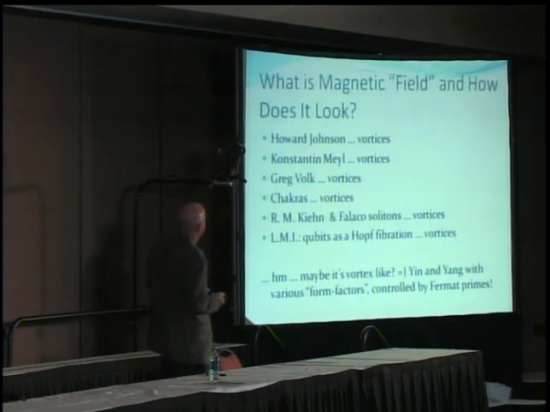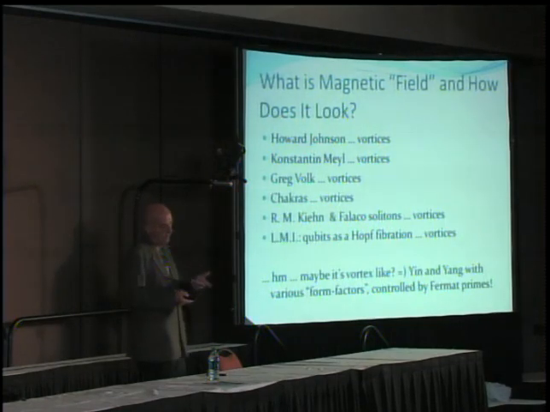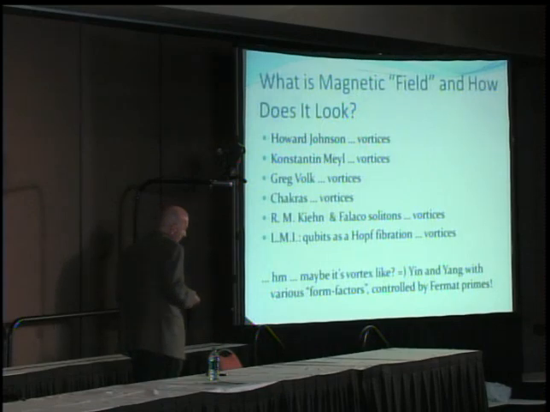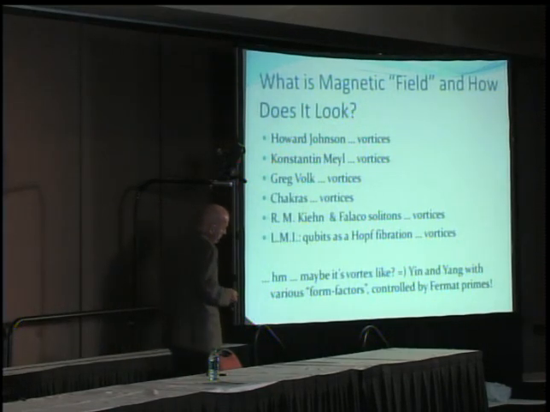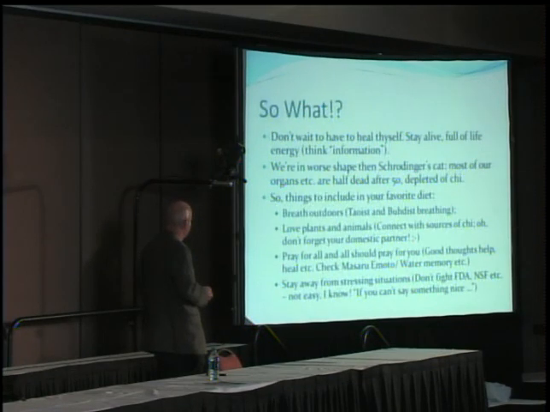So vortices, where do they appear? Howard Johnson explains how magnetic fields are really vortex-like. Konstantin Meyl, vortex physics. Greg Volk, mathematics of vortices. Chakras are vortices, and so on. And yin and yang, again, that symbol really corresponds to a qubit, like a two-dimensional section in a toroidal vibration of a qubit.